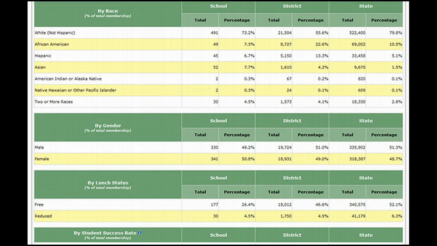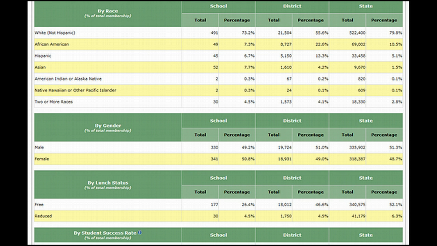There's also a breakdown by race. Cassidy School is 73.2% white, 7.3% African American, 6.7% Hispanic, 7.7% Asian, 0.3% American Indian or Native Alaskan, 0.3% Native Hawaiian or Pacific Islander, and 4.5% of students that identify as being from 2 or more races. And that's a fairly new statistic in the schools. I think the first time I saw that was somewhere around 2011.